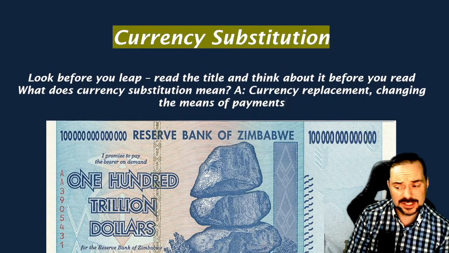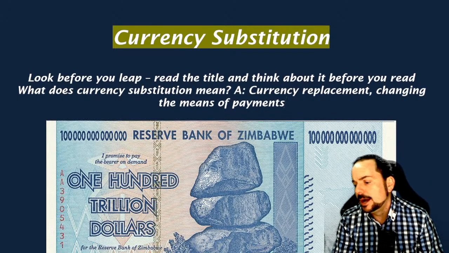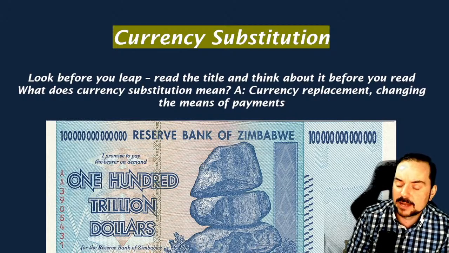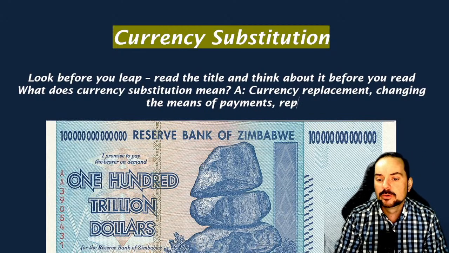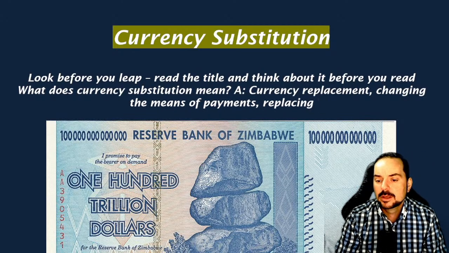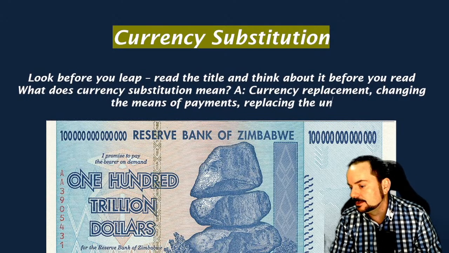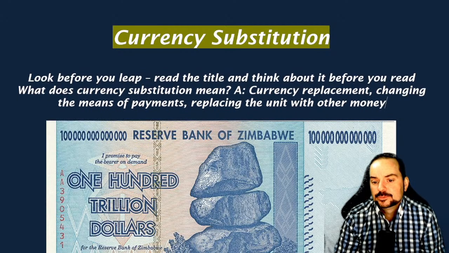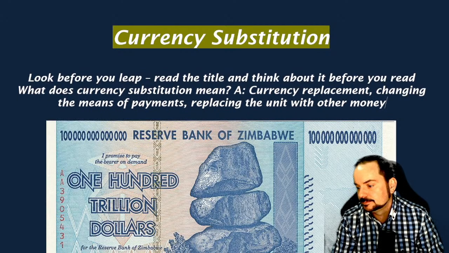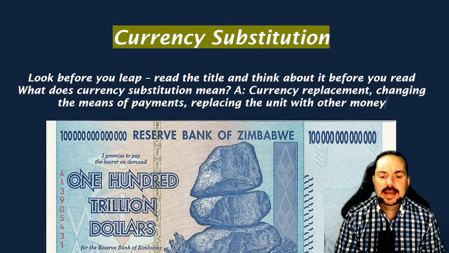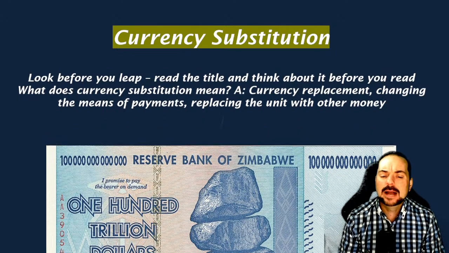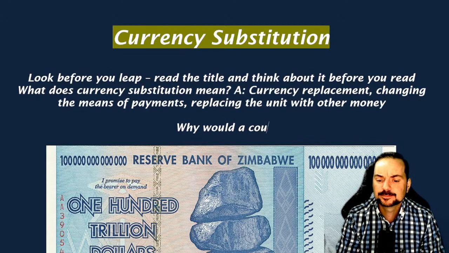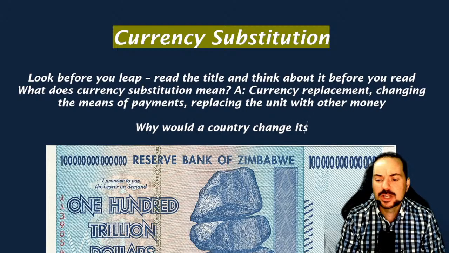Ate says it's currency equivalence. I'm not sure what you mean by that. Tatiana says replacing the monetary unit of the national bank with some other money. Okay, so replacing the unit with other money. Sure, I'm just simplifying, Tatiana. Why would anybody do that? So why would a country change its money system?